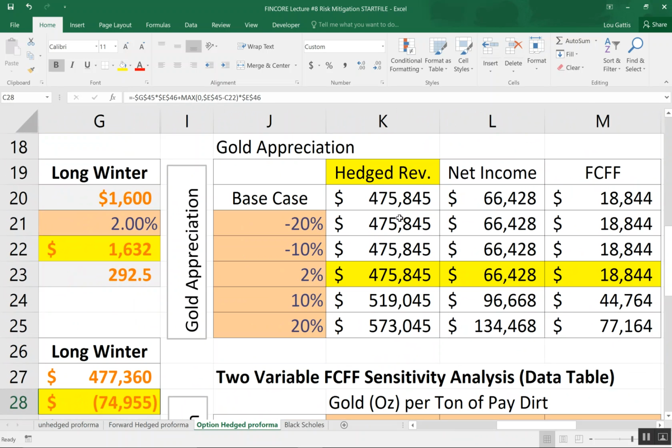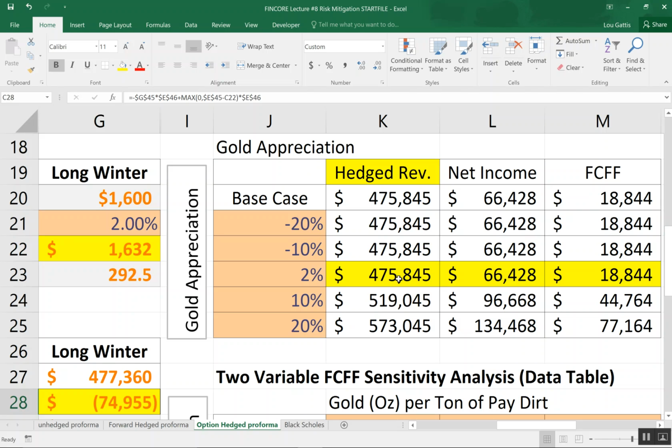Notice here, this is a little bit different payoff, right? Anytime gold falls below 1632, right? So 2% appreciation, Todd has guaranteed himself a minimum level of revenue, net income, and free cash flows. This is the worst case gold scenario, anytime gold price goes up or goes down.